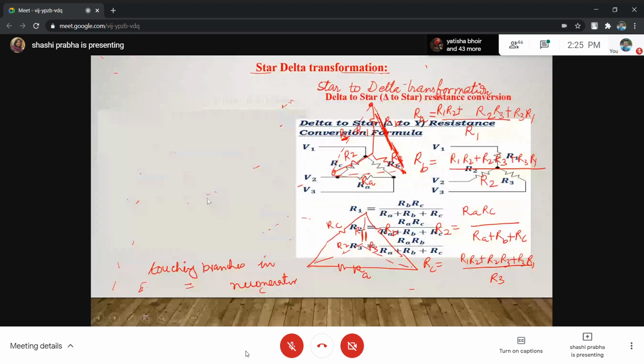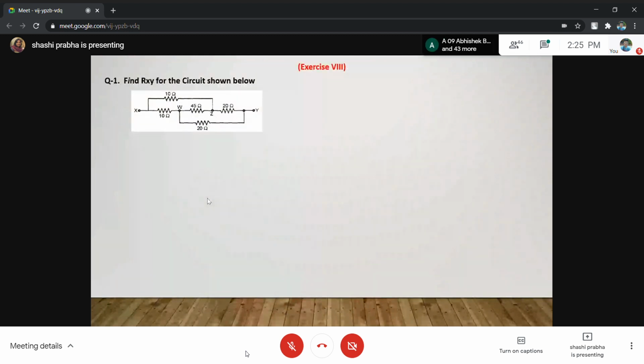जल्दी इस न्यूमेरिकल को करेंगे. So if you want to copy in your notebook, you can. Please copy this in your notebook. जल्दी से कॉपी करो अपने नोटबुक में.